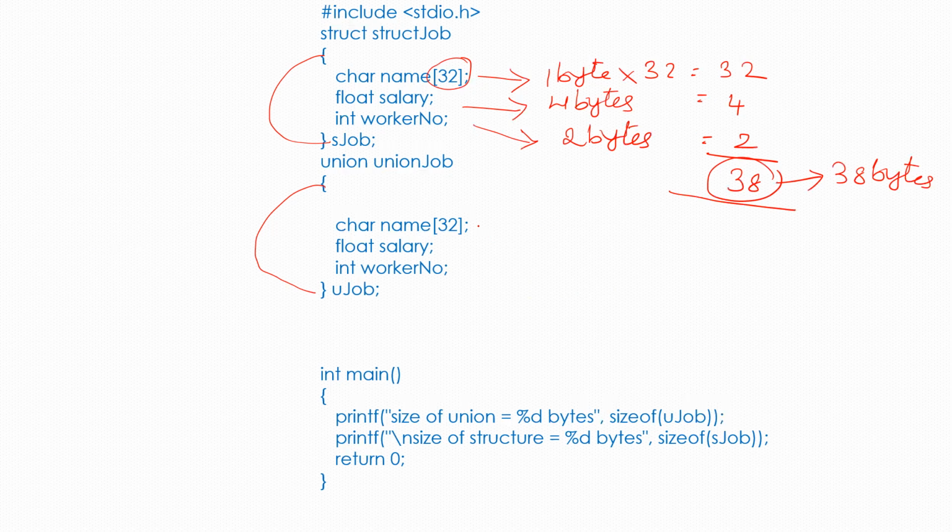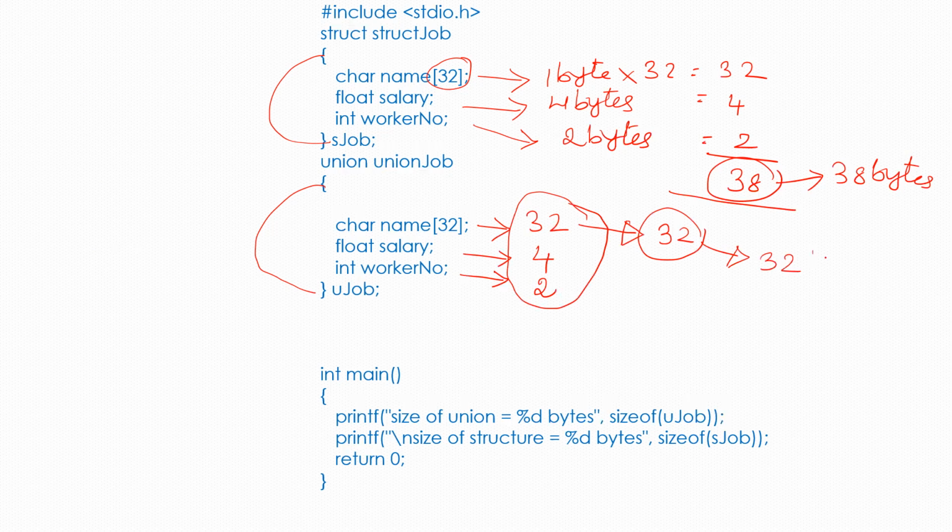Again, the union. In the union, character name of 32 will occupy 32 bytes, float salary will occupy 4 bytes, and integer will occupy 2 bytes. Remember, out of all these, in case of union, it will take only the maximum. So what is the maximum value here? Out of 32, 4, 2, that is 32. So the memory occupied by the union is 32 bytes. So the union takes 32 bytes, whereas the structure takes 38.